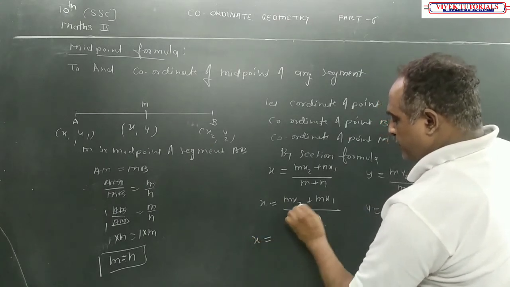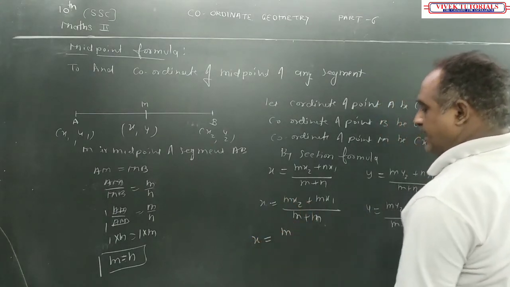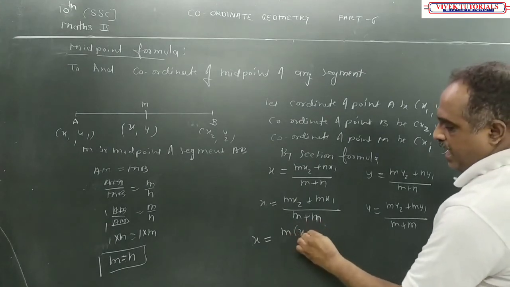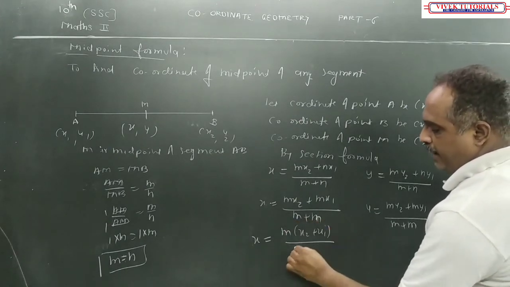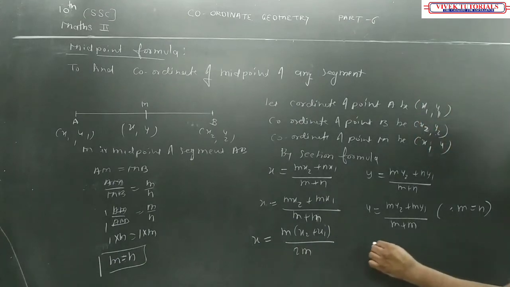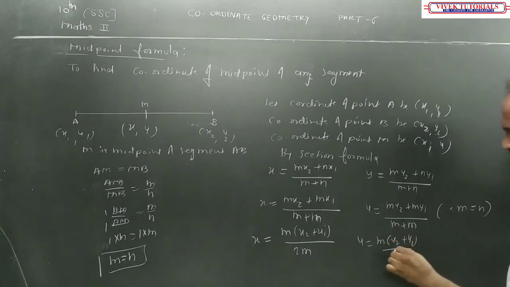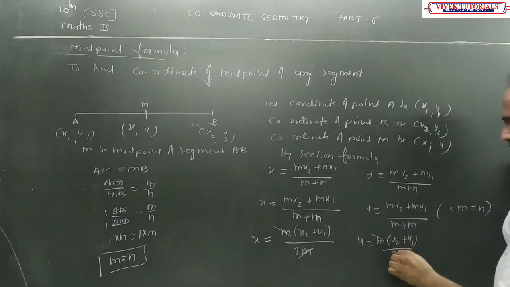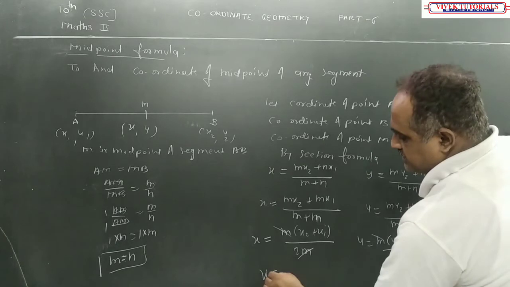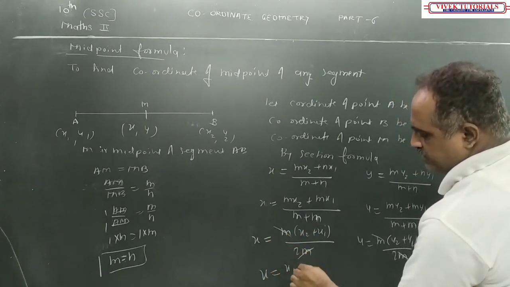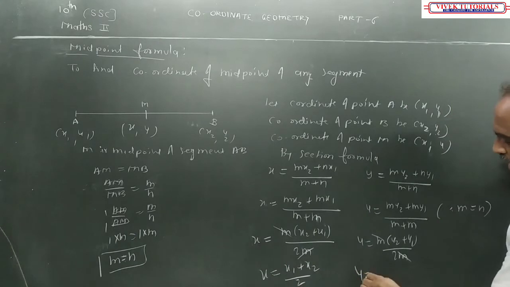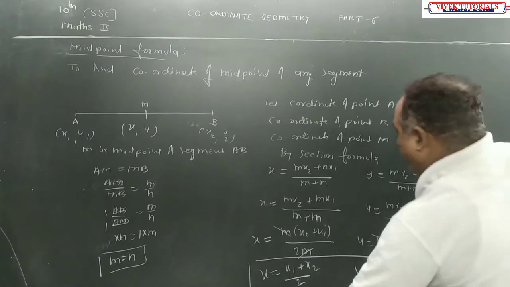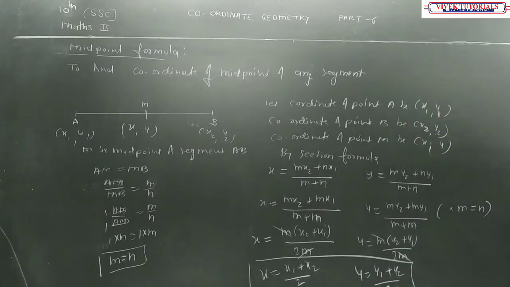x is equal to, यहाँ पे m कॉमन निकलेगा और अंदर बन जाएगा x2 plus x1 अपॉन m plus m बन जाएगा 2m, और यहाँ पे y is equal to m कॉमन y2 plus y1 अपॉन 2m, लेकिन यहाँ मल्टीपल साइन है तो m, m गेट कैंसिल, m, m गेट कैंसिल. So x is equal to x1 plus x2 upon 2, or y is equal to y1 plus y2 upon 2. This is the midpoint formula.